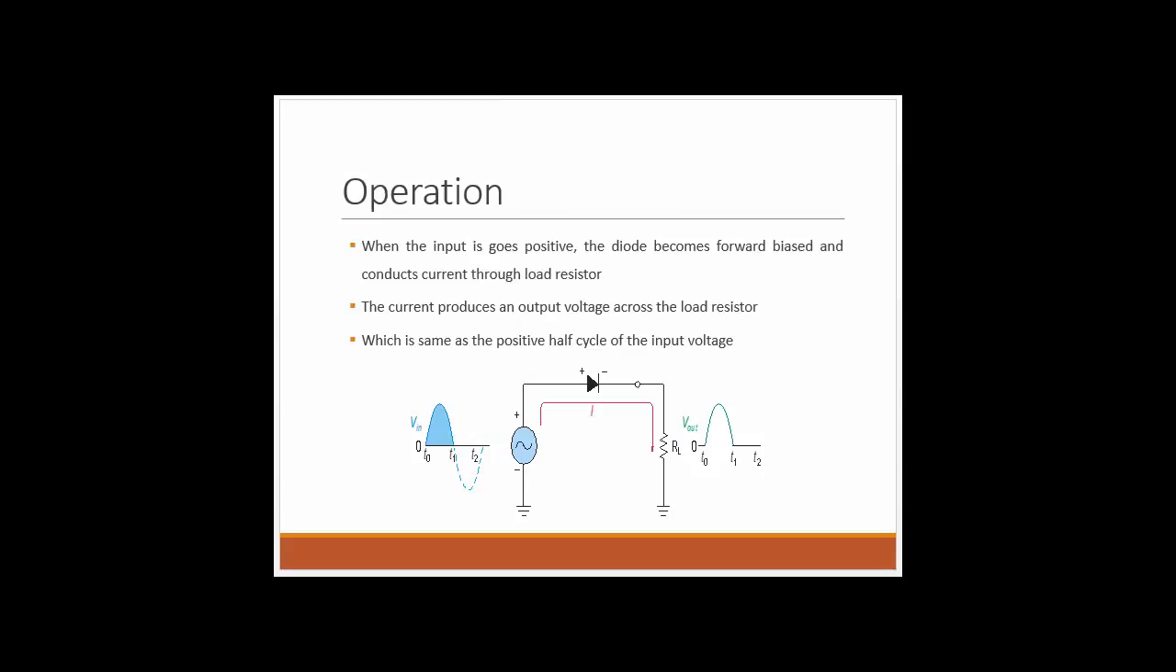When the input goes positive, the diode becomes forward biased and conducts the current through the load resistor, because the positive is connected to the anode of the diode. That means the voltage at the anode is greater than the voltage at the cathode, so the diode is forward biased. Forward bias means it will allow the current. So there is going to be some current through the load resistor. The current produces an output voltage across the load resistor, which is the same as the positive half cycle.